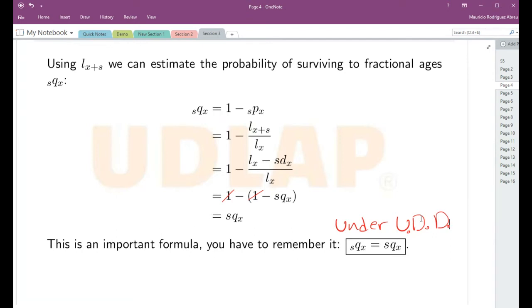Now, this is my vaccination card. I don't want to lose that. Okay.